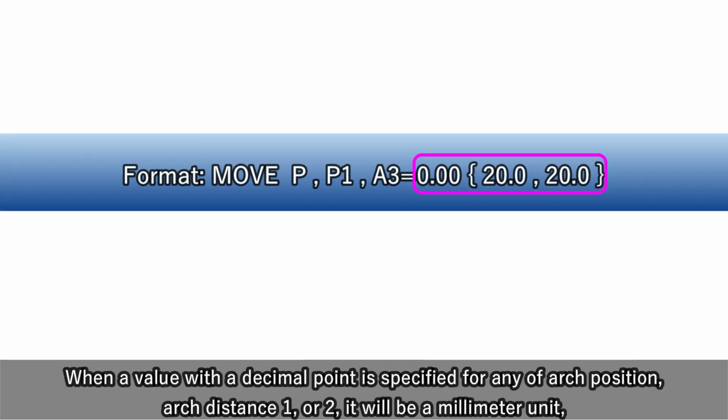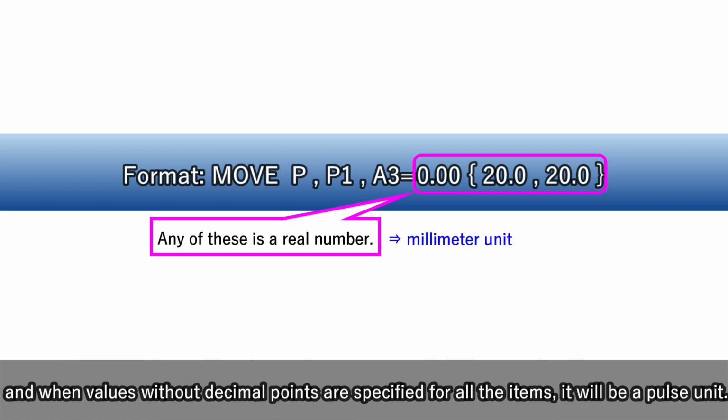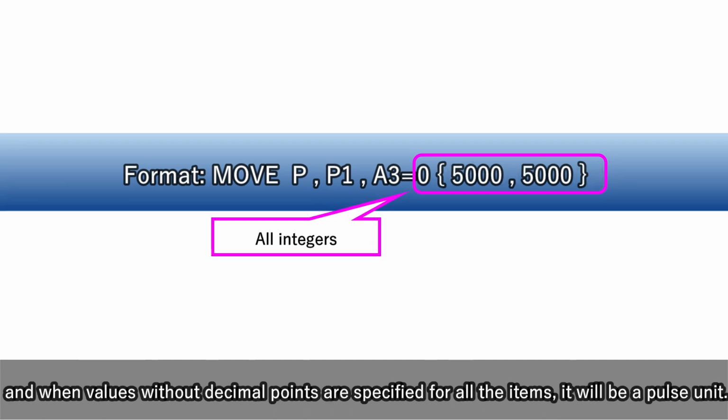When a value with a decimal point is specified for any of arch position, arch distance 1, or 2, it will be a millimeter unit. And when values without decimal points are specified for all the items, it will be a pulse unit.